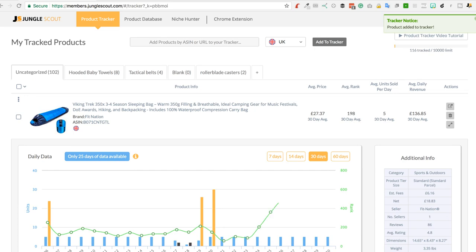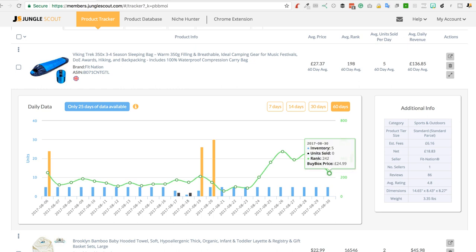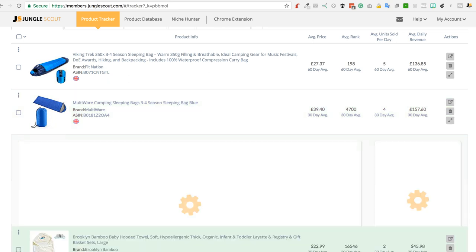Sweet. All right. So with this particular product, what we're able to see here is actually this. I can actually tell this is a private label seller. But we're able to see the inventory and the estimated sales on a daily basis, which is nice. The green line is also the rank, which is good because this can give us a little bit of insight of how well this particular product is in the parent category, which is sports and outdoors. So let's see. It looks like we have three of the sleeping bags in here. We'll get the hooded baby towels out of the way.